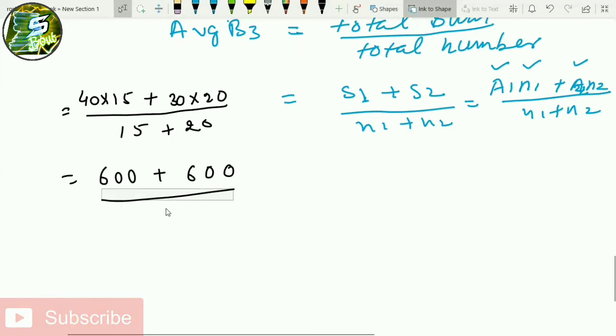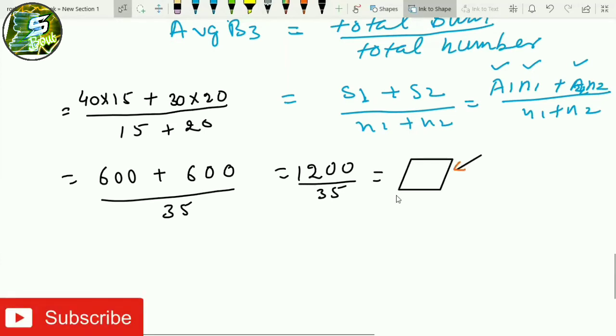And whole divided by 35. This number will be 1200 whole divided by 35. And out of this, I want you to cancel out the way you want to cancel and give me one number: 34.28. There's nothing but 34.28. Great. I just took a lot of time for you to come back and do this calculation.